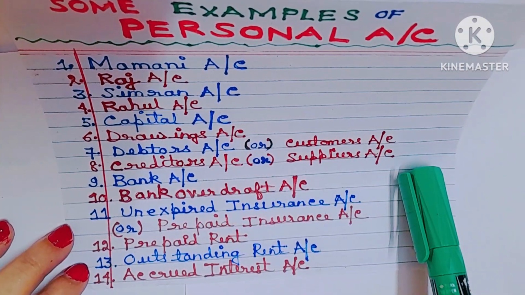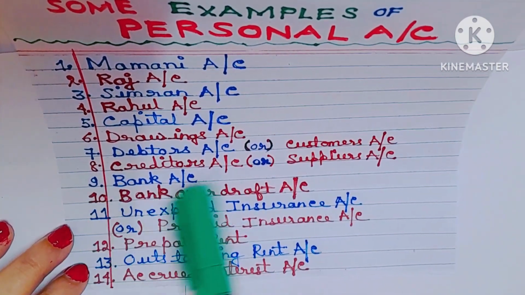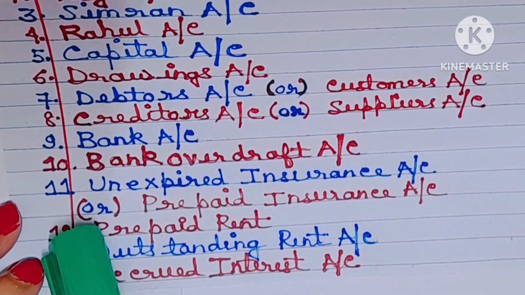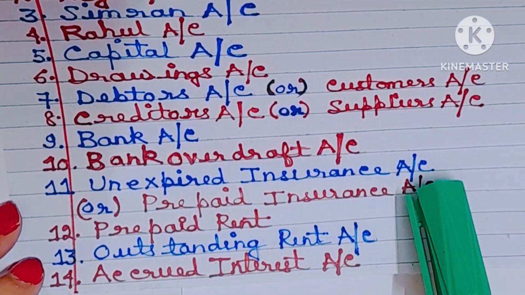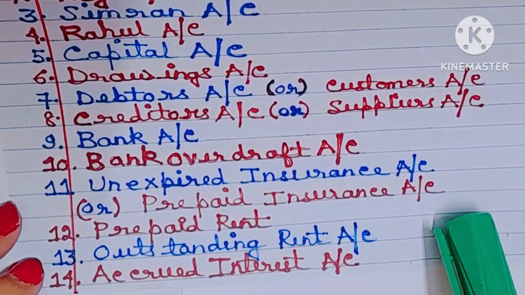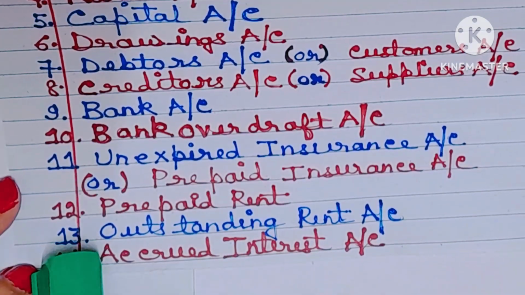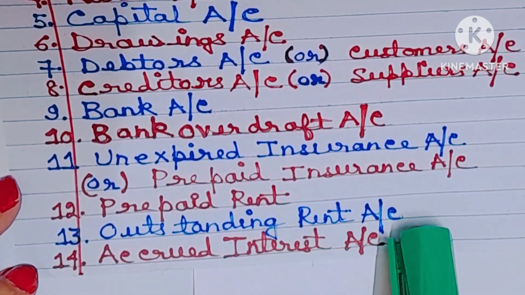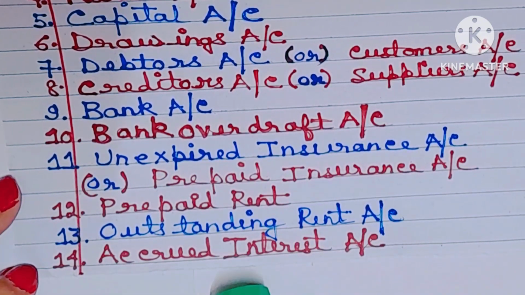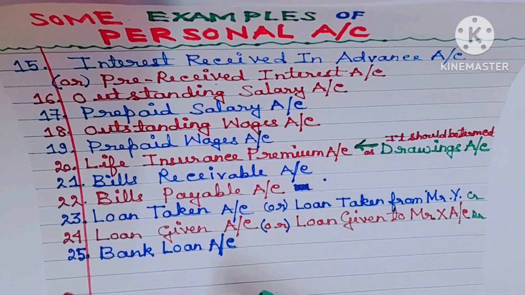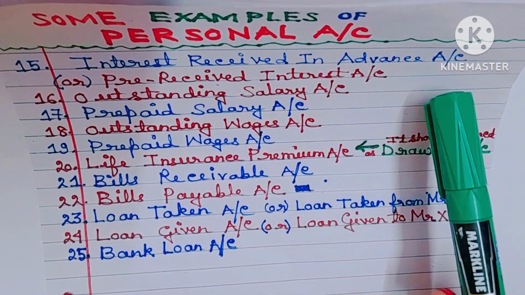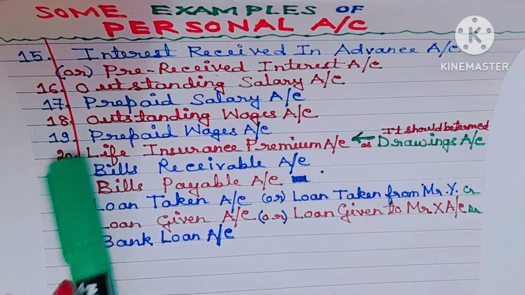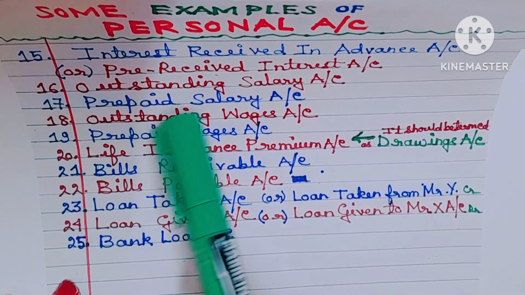Both are correct. Number 9, bank account. Number 10, bank overdraft account. Number 11, unexpired insurance account or prepaid insurance account. Both are correct. Number 12, prepaid rent account. Number 13, outstanding rent account. Number 14, accrued interest account. Number 15, interest received in advance account or pre-received interest account is also an example of personal account. Number 16, outstanding salary account.